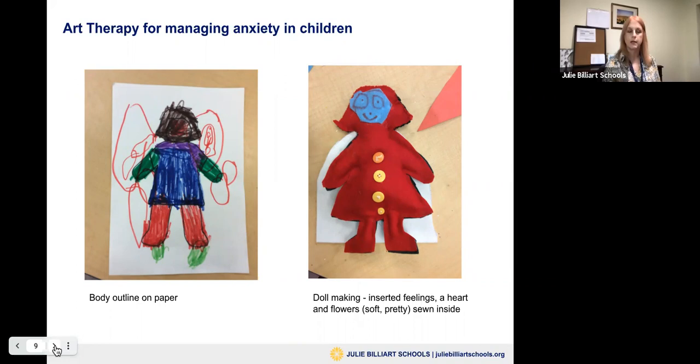Having something of someone who passed either inside that doll, or make it out of something that they used to wear. That's another hospice type activity. But for anxiety, they don't necessarily have to choose what gives them anxiety to go inside. They could choose what helps them and put that inside. So lots of ways you can go with that, with the doll making.